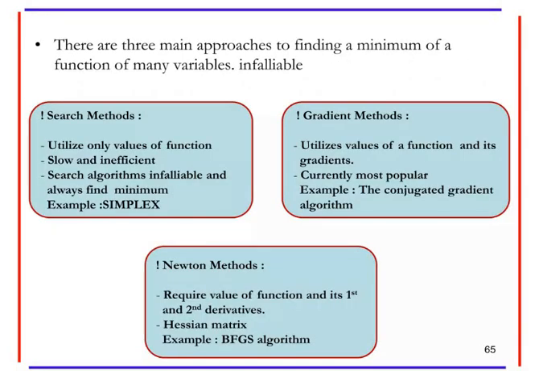There are three main approaches to find the minimum of functions of many variables. Search methods utilize only the value of the function, showing inefficient search algorithms, but are infallible and always find minima, like simplex. Gradient methods utilize the value of the function and its gradient. Currently the most popular example is the conjugate gradient algorithm. Newton's methods require the value of the function and the first and second derivatives, the Hessian matrix, with examples such as the BFGS algorithm.